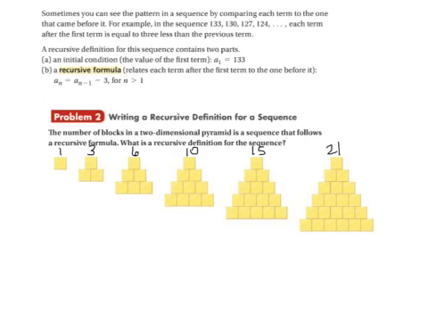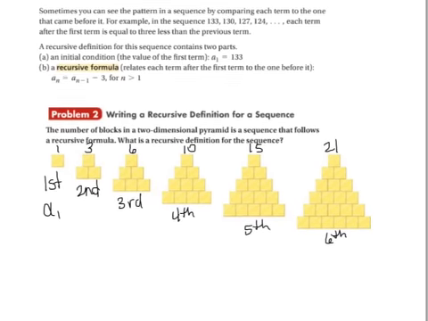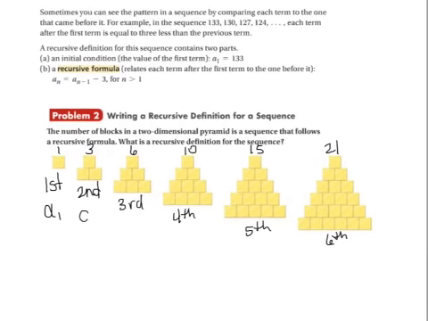Below each pyramid, I'm going to write which term it was. So this is our first term, here's our second term, here's our third term, here's our fourth term, our fifth term, and our sixth term. I could also write a sub 1, a sub 2, a sub 3, a sub 4, a sub 5, and a sub 6.